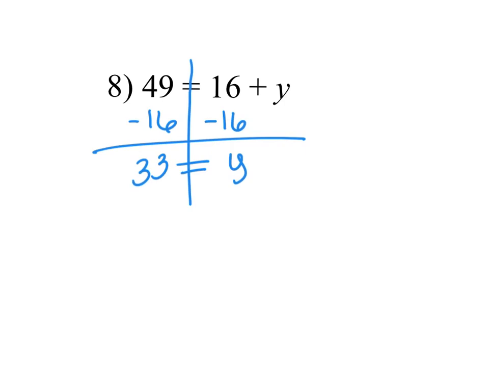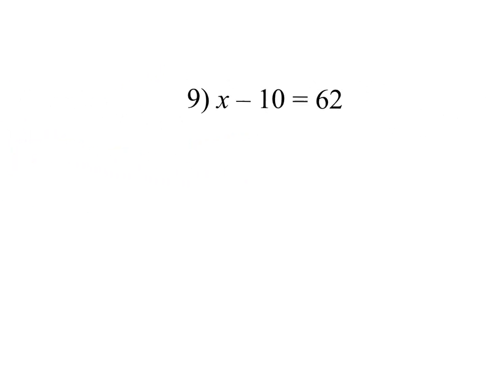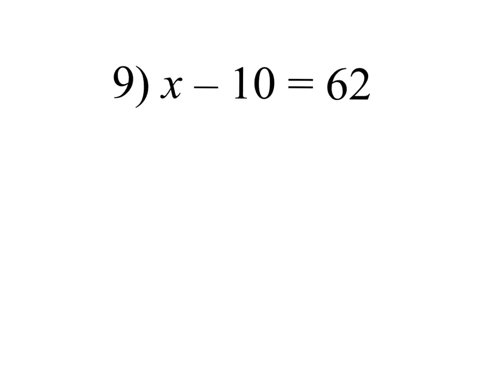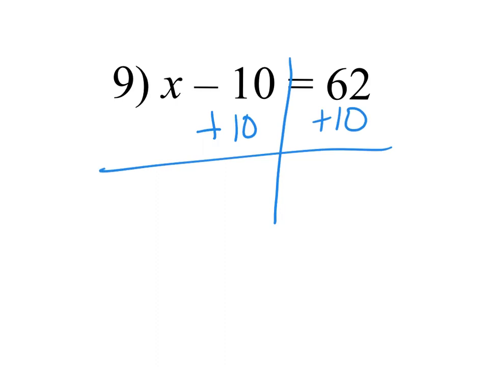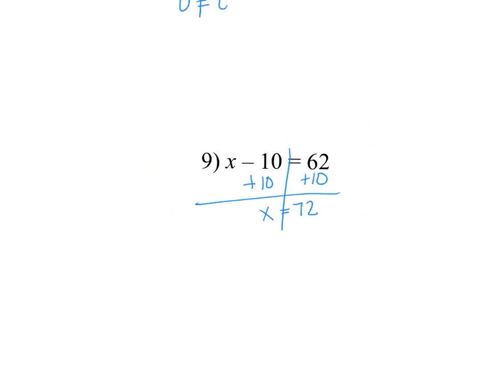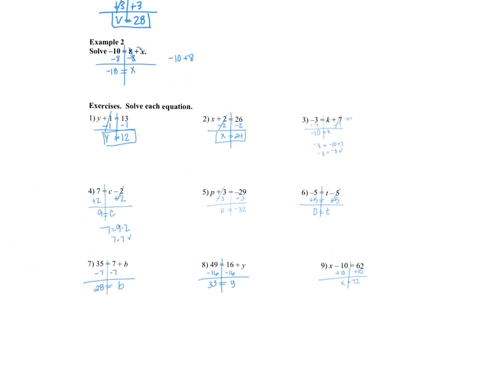I subtracted 16 from both sides and I got y equals 33. And then same thing with this last one. We're going to draw the line, move our 10, x equals 72. So the most important thing is be careful with your integer signs, because that's what will change your answers for the not right way. So make sure you're paying attention to the integer signs and integer rules and follow through.